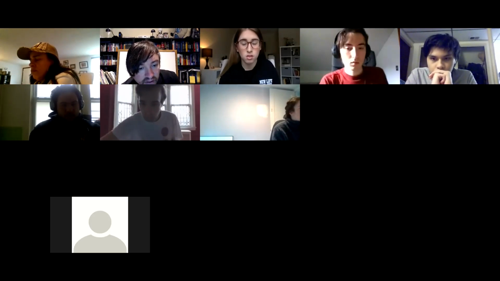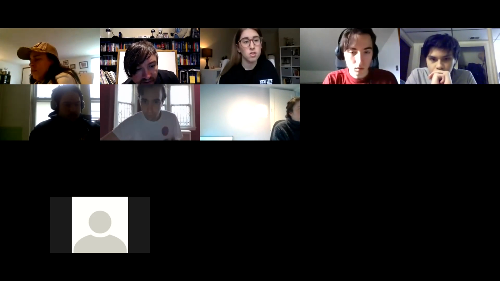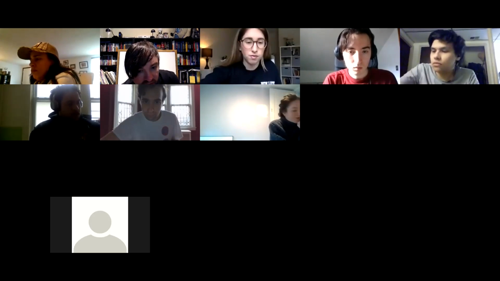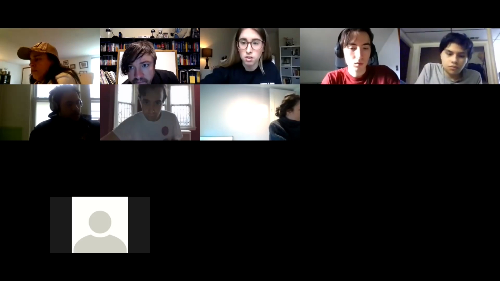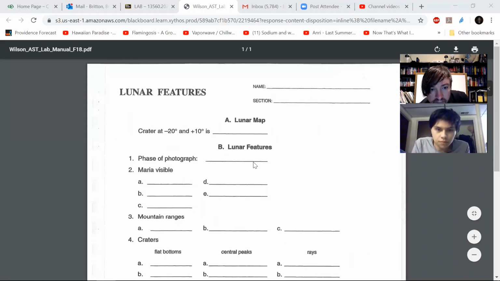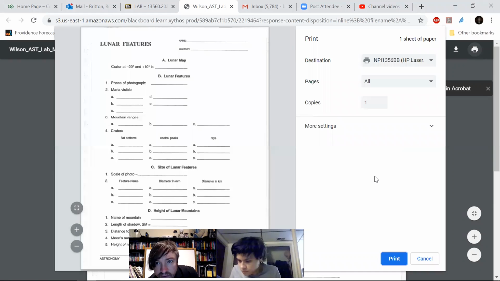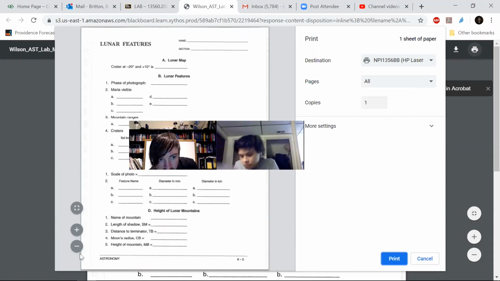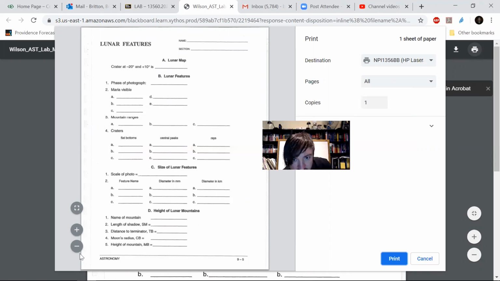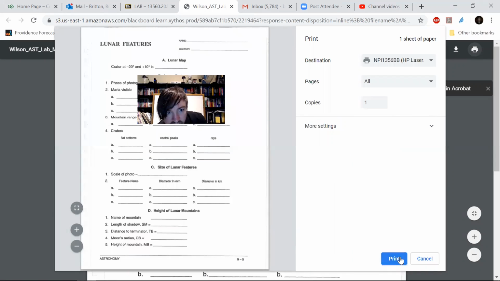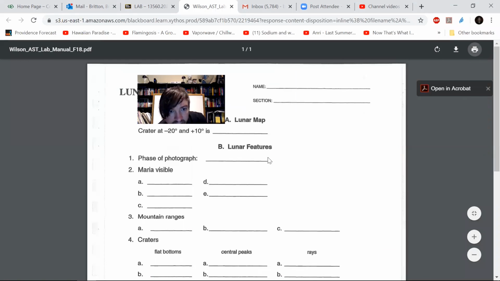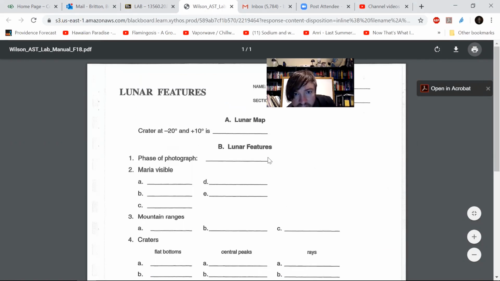However, I should have the Lunar Features Lab up. And if I share my screen with you, which I'm probably going to have to do anyway to start the class off, the only sheet you really need for the Lunar Features Lab is this one right here. I'm going to hit print now. Hopefully it'll all work itself out. Okay, so I hit print on my sheet. Hopefully that'll all be worked out.